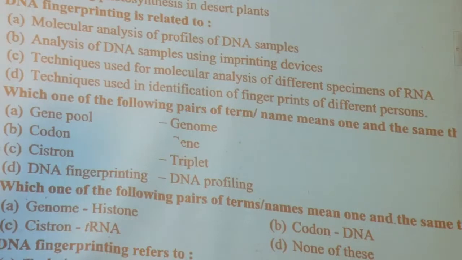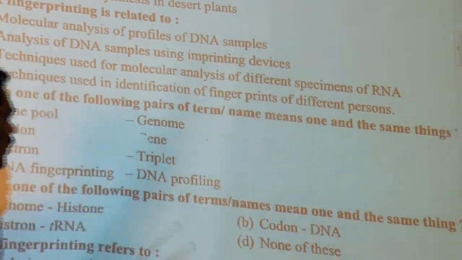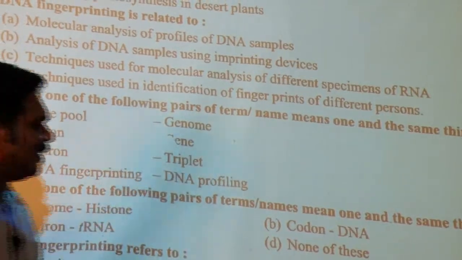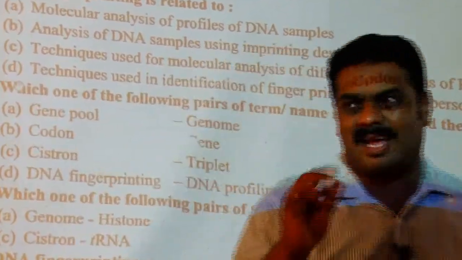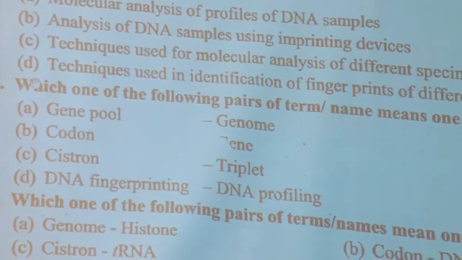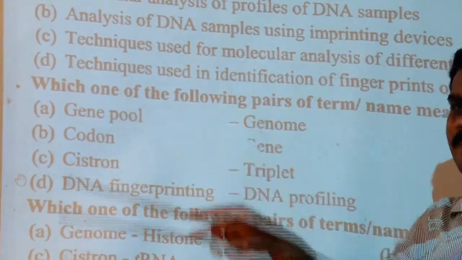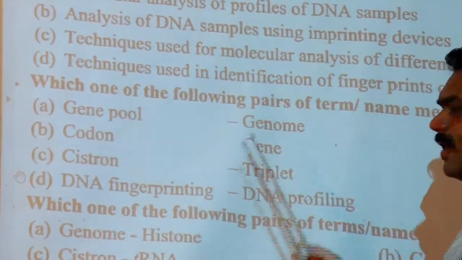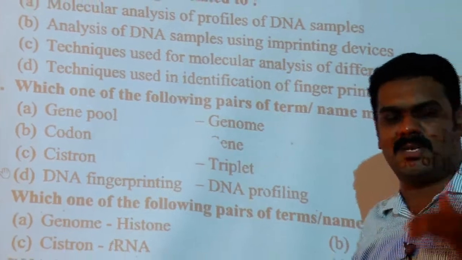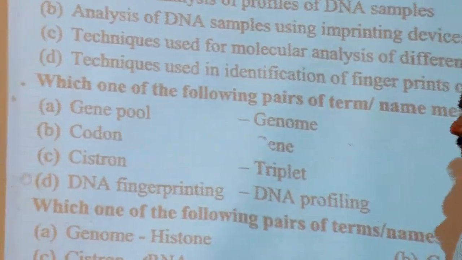Which of the following pairs of names or terms means one and the same? Okay, these both should be one and the same. Which two words are perfectly the same? Gene pool is equal to genome. Both are same? No, gene pool comes in the population. Genome comes in an individual, the total number of genes in an individual. This is population. Both are not the same.